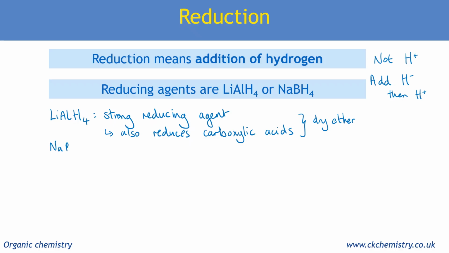NaBH4 is safer. It's less strong as a reducing agent, so it wouldn't reduce a carboxylic acid. We usually dissolve it in ethanol, but we may use dry ether as well. You can see either. And we're usually going to reflux with sodium borohydride because it is less reactive, so we are going to need a higher temperature to get it to do what we want it to do.